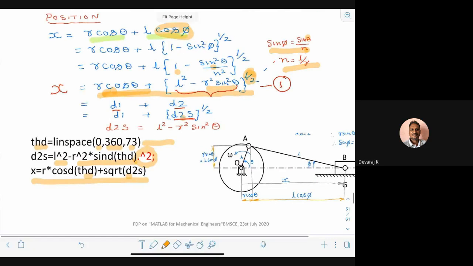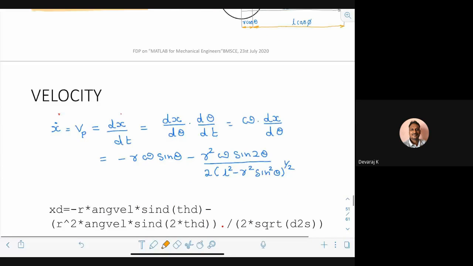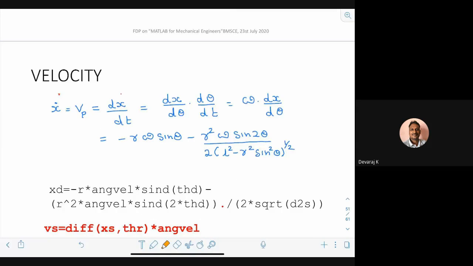Now, if I want to go for velocity, it is not very simple, in the sense that I am not deriving the steps. Velocity is nothing but dx by dt. But my expression for x is in terms of theta. So use the chain rule for the derivative: dx by d theta into d theta by dt.